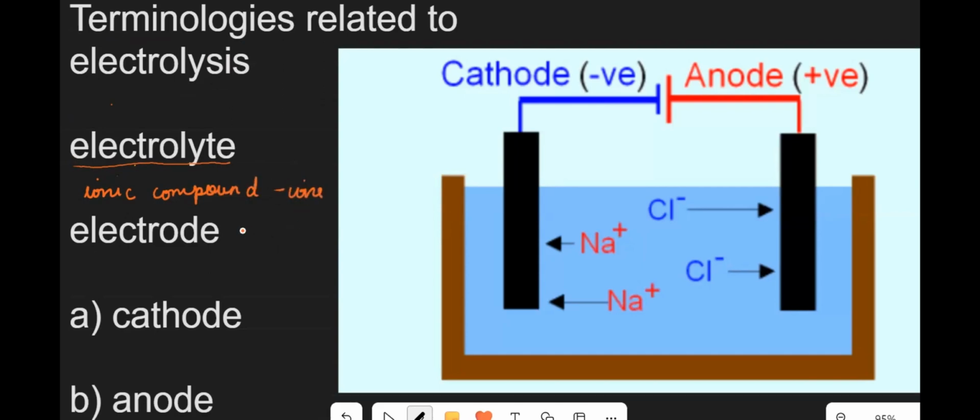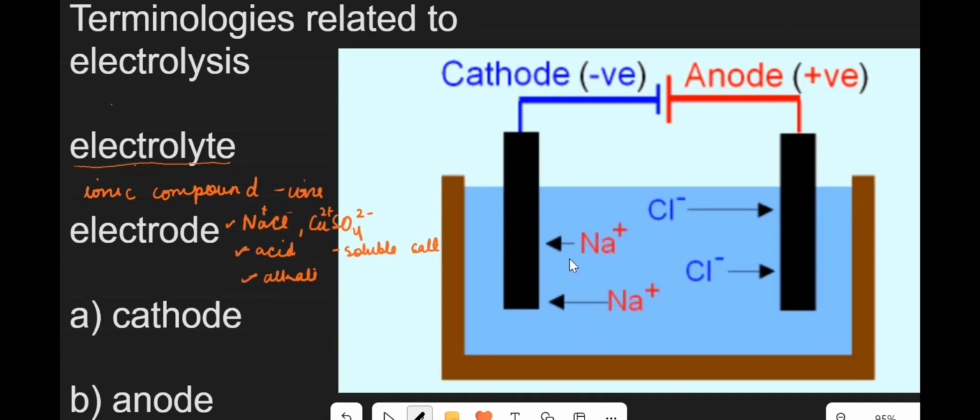Some examples of ionic compounds are the salts, like sodium chloride and copper sulfate. They are made up of ions: sodium ions and chloride ions, and similarly copper ions and sulfate ions. Now, apart from the soluble salts, there are acids and alkalis, which are also examples of an electrolyte. So an electrolyte can be an ionic compound, an acid, or an alkali.